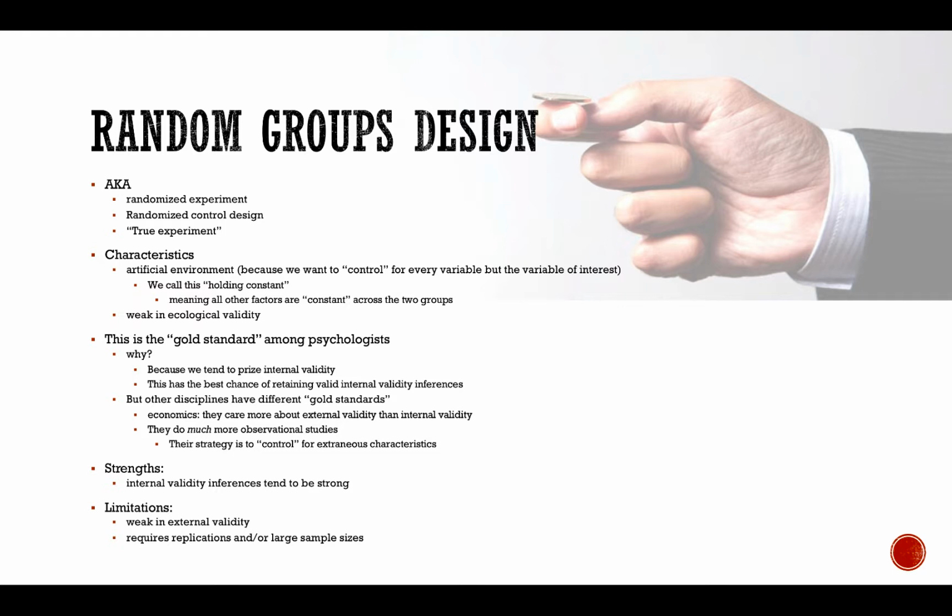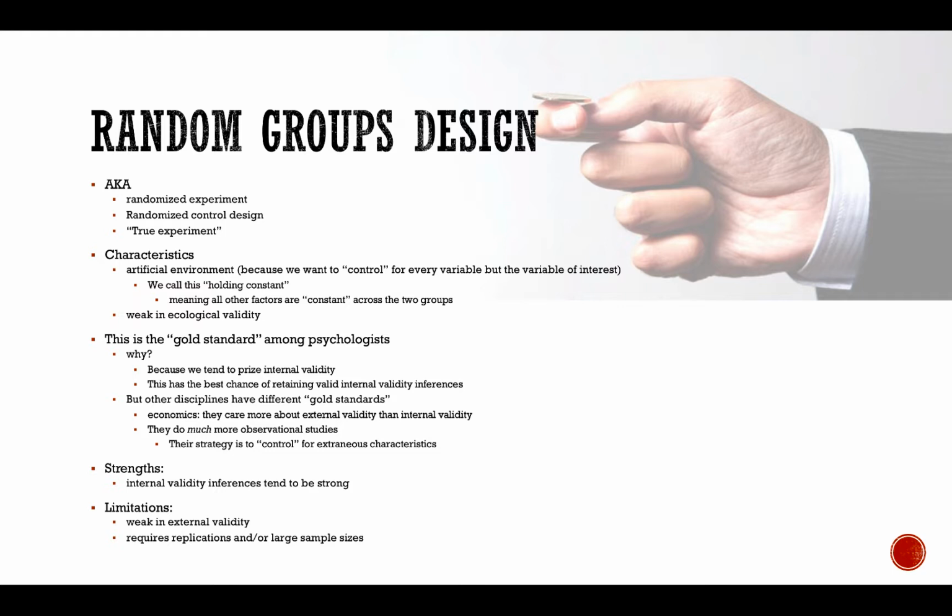These tend to be exceptionally weak in ecological validity. But this is the gold standard among psychologists. Why is that? Because we as psychologists tend to prize internal validity. We want to make sure that the causal inferences that we make are valid. This is kind of a culture thing, I would think. By using randomized designs, we have the best chance of retaining valid internal validity inferences.